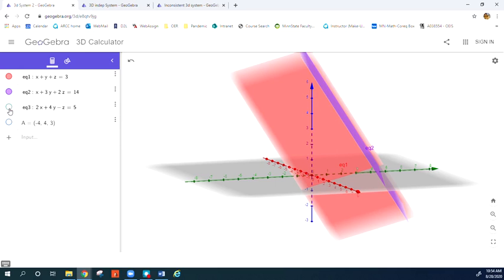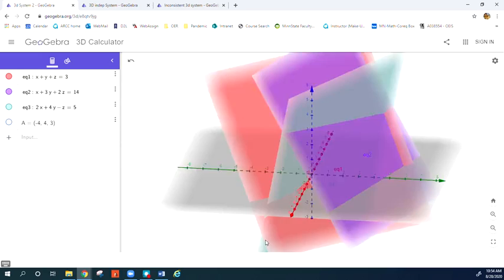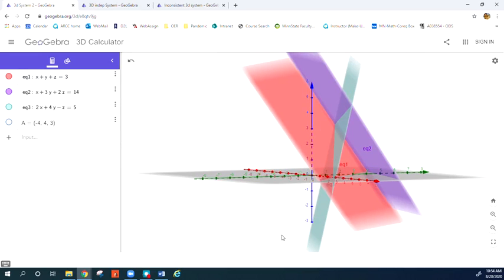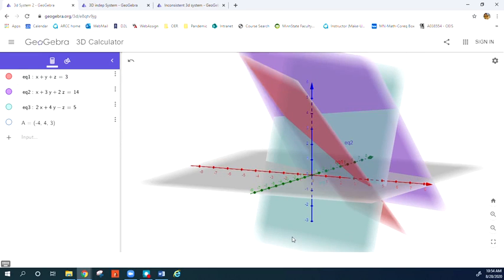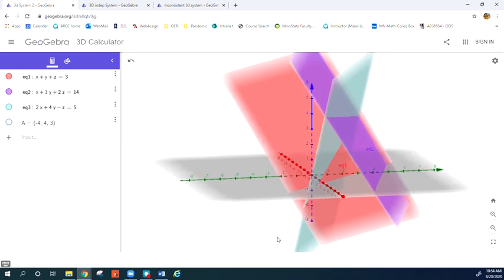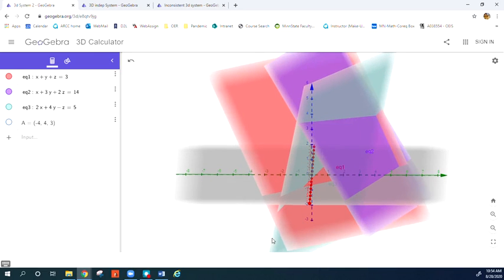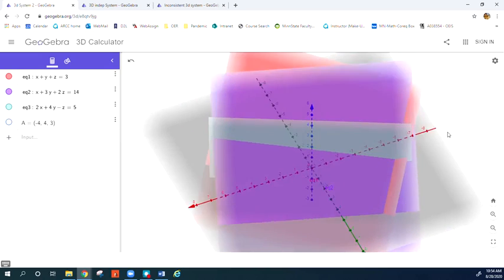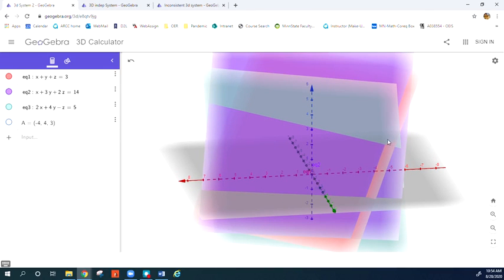So if I introduce a third equation with a third plane, now you can see that if I want to find a solution to all three of those equations at the same time, it has to be a point in 3D space which lies on all three of those planes. And that would be just this point right over here.